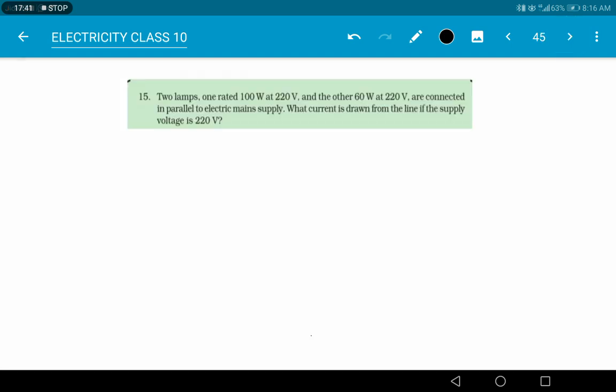Next one, two lamps, one rated 100 watt, 220 volt, another bulb rated 60 watt, 220 volt, are connected in parallel to the electric main supply.